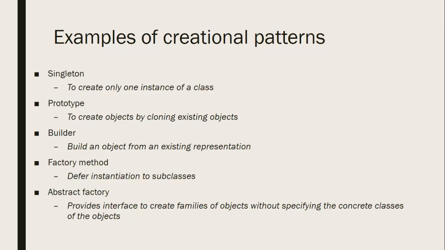Factory method defers instantiation to subclasses. That is, we can use the same object for different problems. In other words, we have polymorphism. Abstract factory provides an interface to create different families of objects without specifying the concrete classes of the objects.